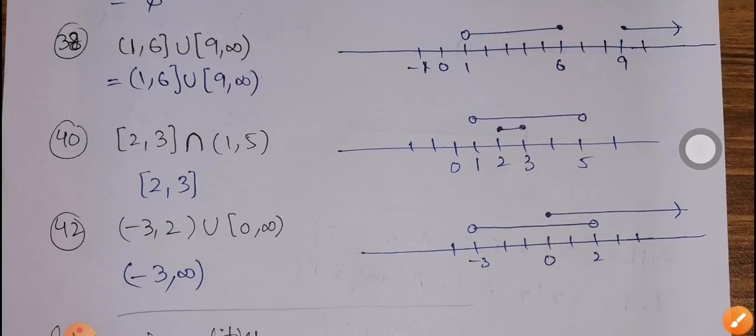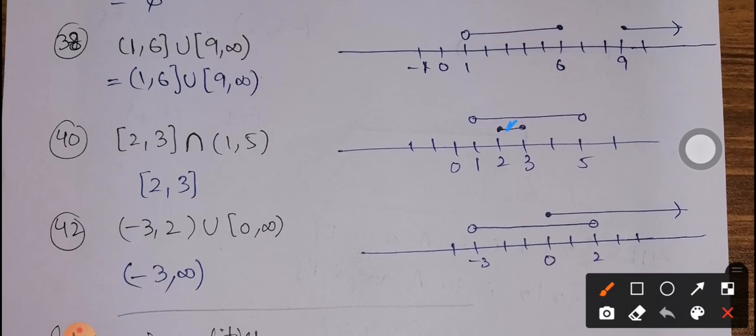Then we have question number 40, intersection of the intervals 2 to 3 and 1 to 5. Clearly its intersection will be 2 to 3 because it is totally contained in the other one. Then we have question number 32, -3 to 2 union 0 to infinity. Clearly it will start from -3 up to infinity because the intersection is not the null set. There is some part which is common, so I can write down one single interval for this. So -3 to infinity in this case.